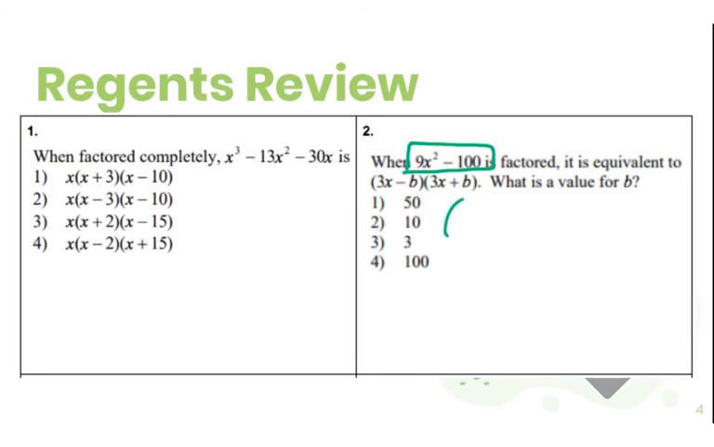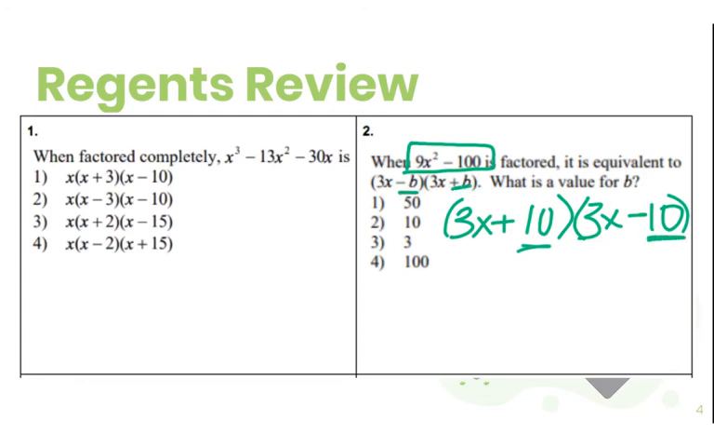So the square root of 9 is 3. Square root of x squared is x. And then remember, I'm going to have an identical parentheses over here, except for the sign. So square root of 100 is 10. So the b value here would match up with the tens. So my answer would be 2.